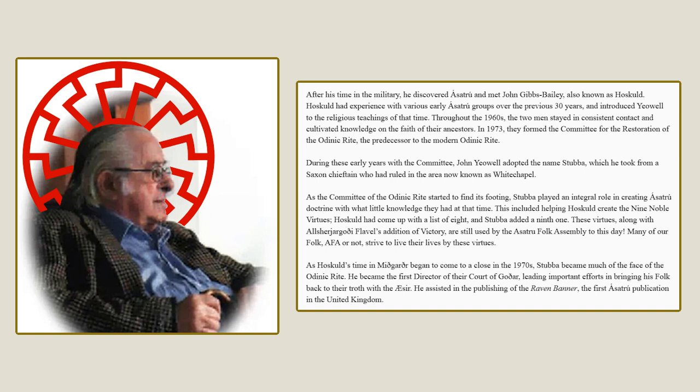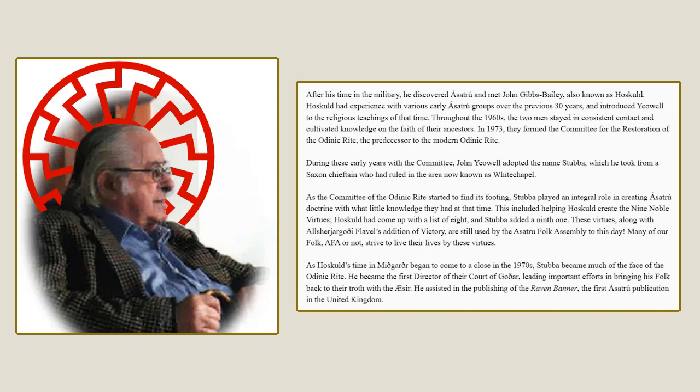This included helping Hoskuld write the 9 Noble Virtues. Hoskuld had come up with a list of 8, and Stubba added the 9th one. These virtues, along with Alsherigoti Flavel's edition of Victory, are still used by the Asatru Folk Assembly to this day. Many of our folk, AFA or not, strive to live their lives by these virtues.